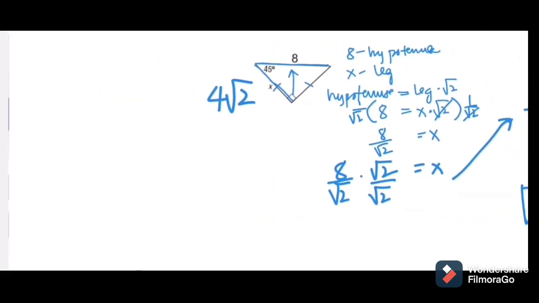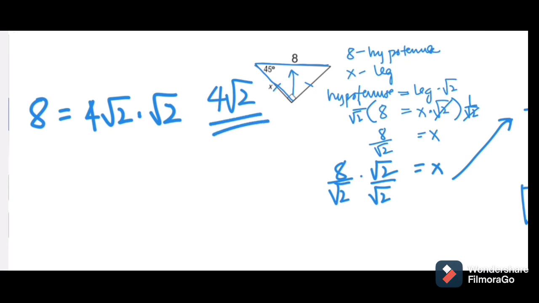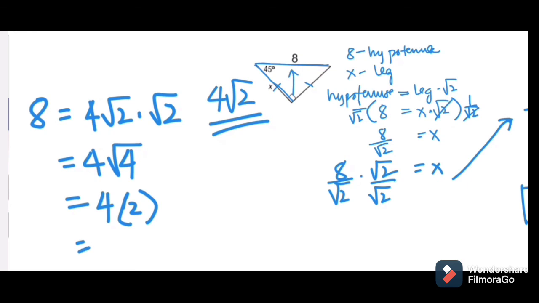To check, let us try: hypotenuse 8 is equal to the leg, which is 4 square root of 2, times square root of 2. If this will be equal, then our answer for the side, 4 square root of 2, is correct. So we have 4 times square root of 2 times square root of 2, which is square root of 4. That would mean square root of 4 is equal to 2. 4 times 2 is equal to 8. Then our answer is correct.